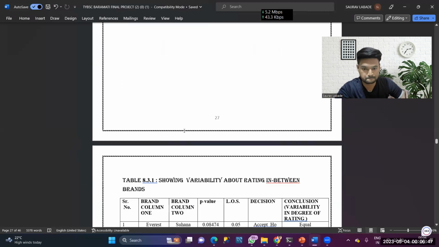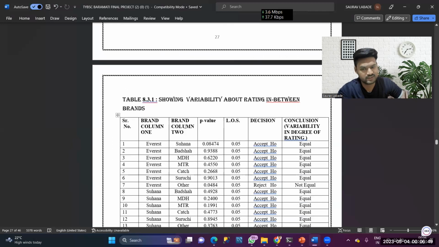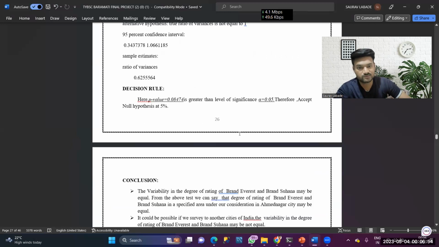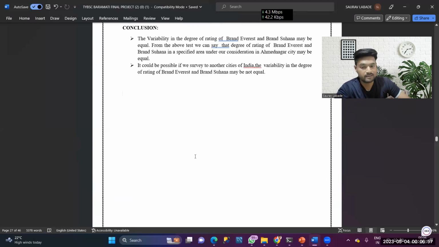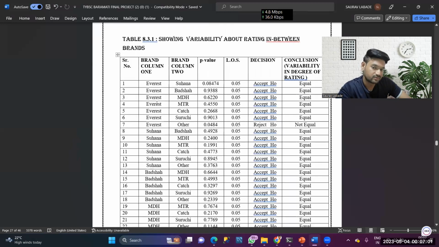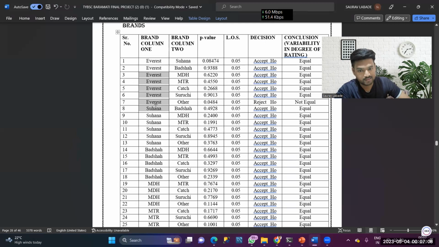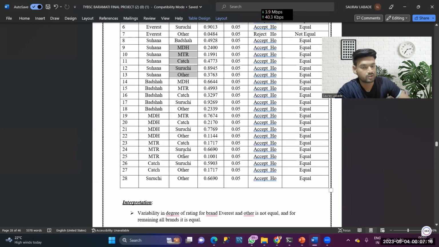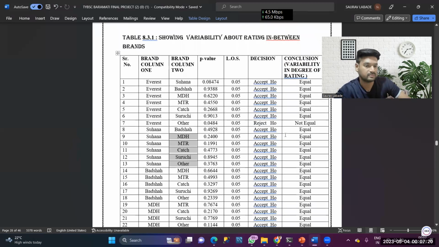So that is the variability. Again, I had checked the variability between all the brands, and this one was just for one brand. I made columns for the relation between all the different brands: Everest, Suhana, Badshah. I did the same for Suhana with other brands, Badshah with other brands, MDH with other brands, and the remaining brands. I compared all the brands and checked the variability between them.